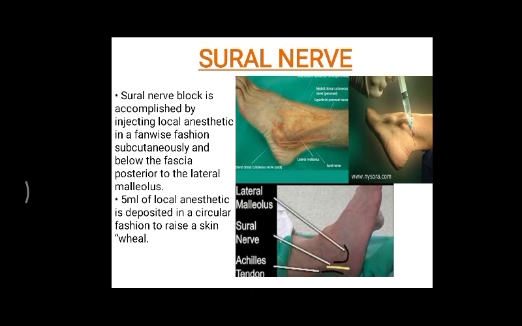The last nerve to be blocked is the sural nerve. The sural nerve block is accomplished by injecting the local anesthetic again in a fan-wise fashion subcutaneously below the fascia, posterior to the lateral malleolus. Now from the medial malleolus we have come to the lateral malleolus. See the diagram guys. There we inject the local anesthetic in the same circular fashion and give rise to a wheal.